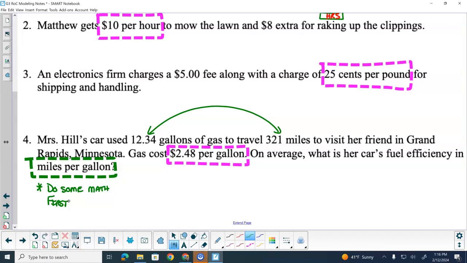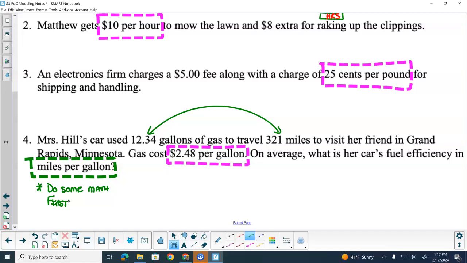Yeah. She's got a really fuel efficient car. No? Only like 25, isn't it? Now you have 400. 321 divided by 12.34. 321 divided by 12.34 gives me 26.01 gallons. Yeah, that's not bad. That's good. Okay? With me on that?